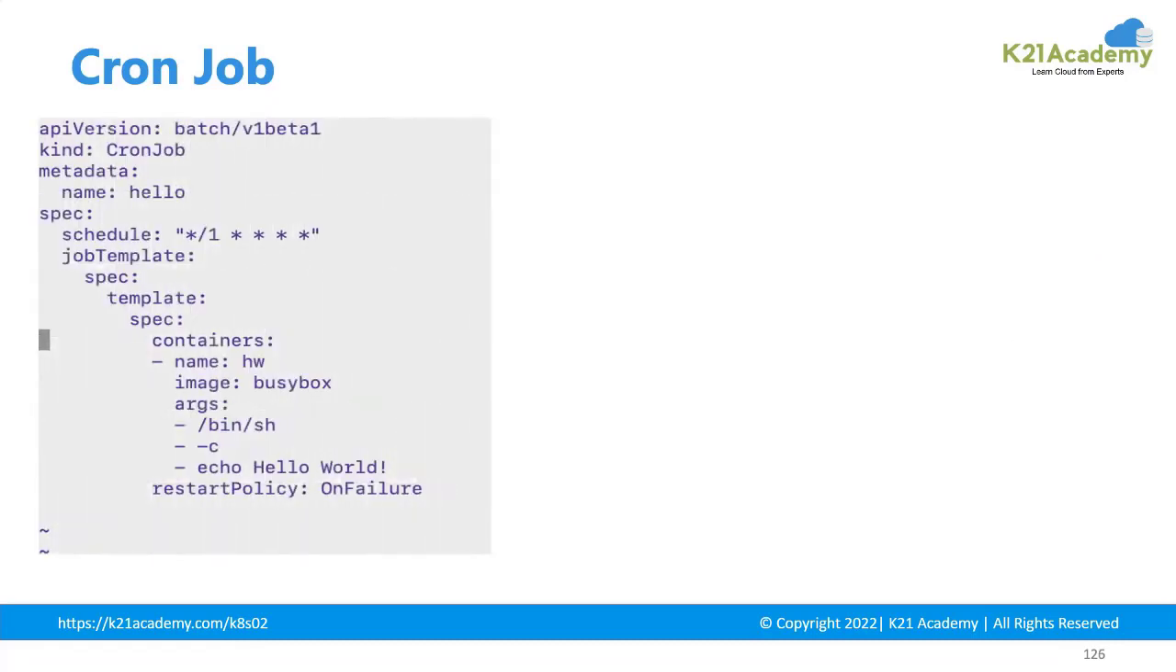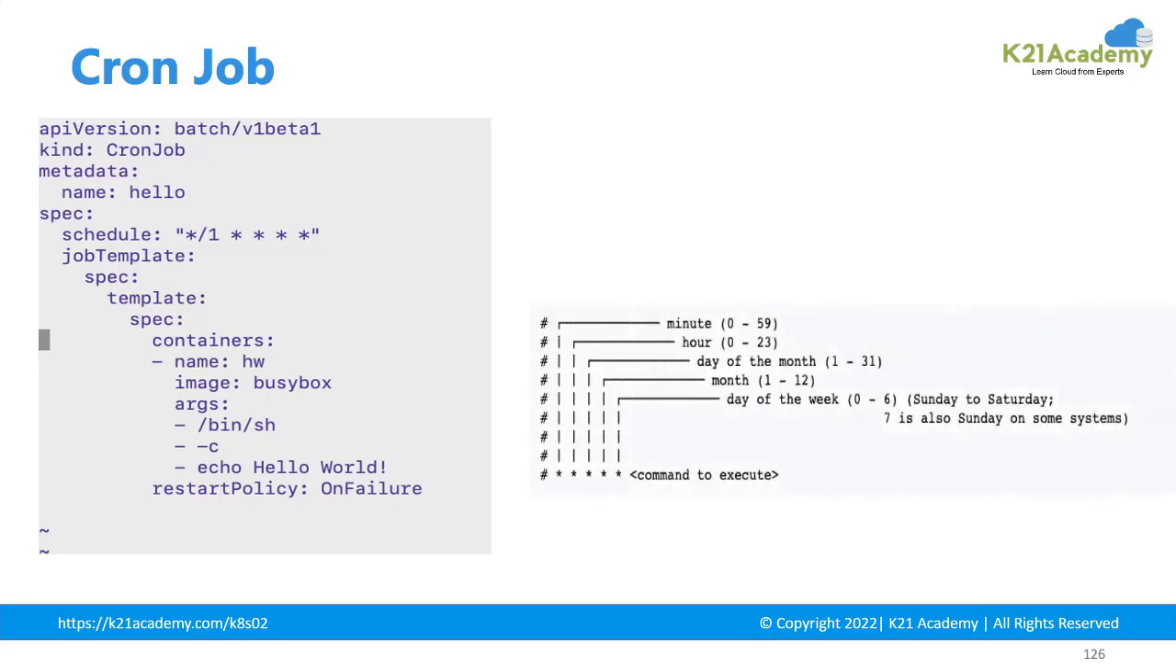So let's understand what the file definition looks like. You have the API version in which the cron job kind was introduced. The kind is CronJob. Metadata has the name of the cron job. And in the spec section, you have something called a schedule. And this schedule is exactly the same as the crontab schedule in Linux.